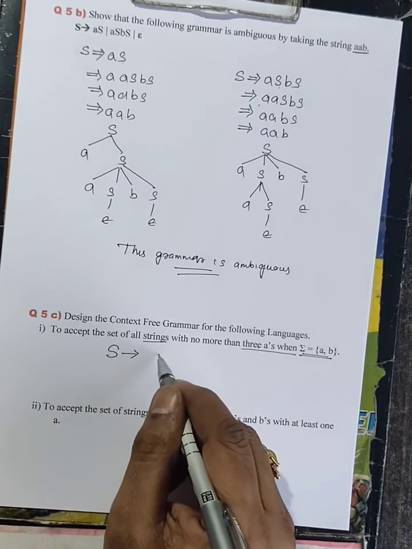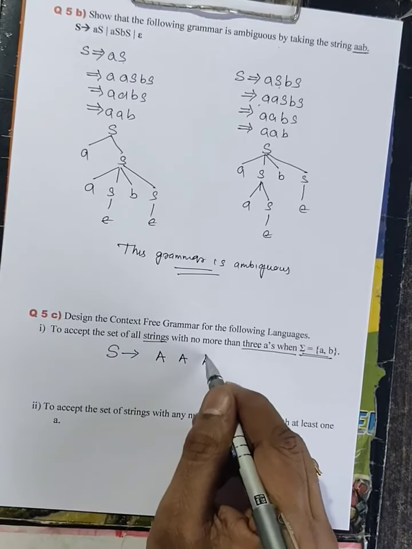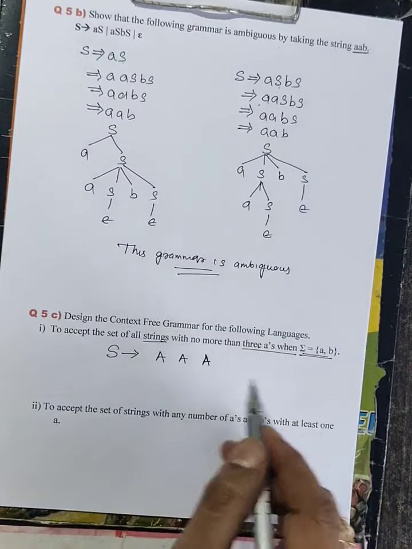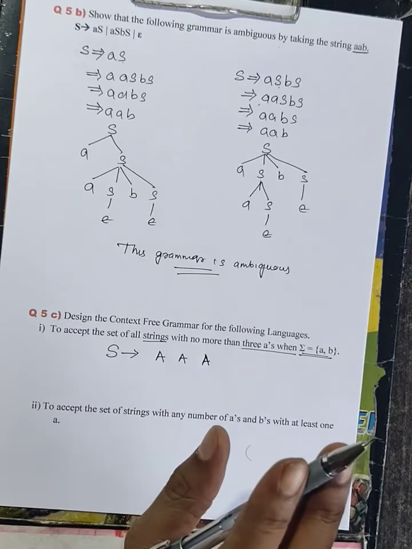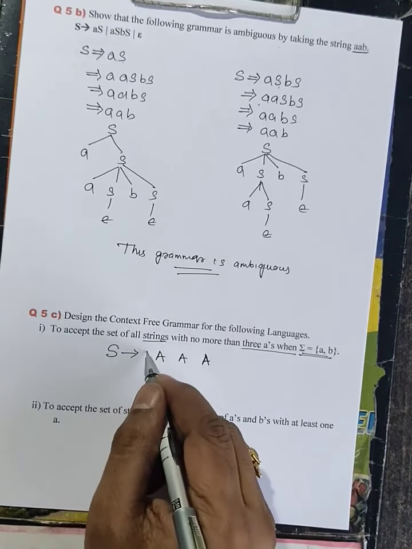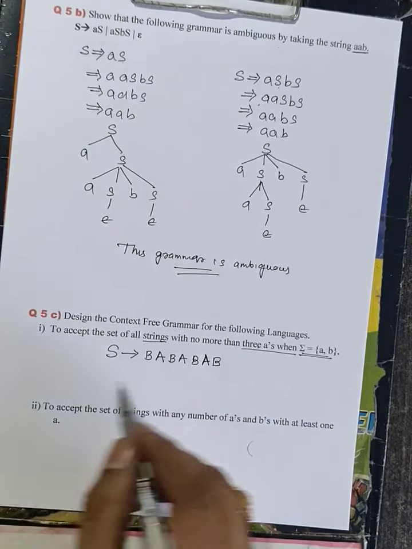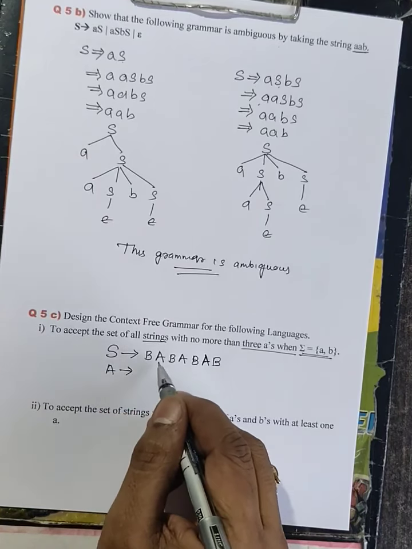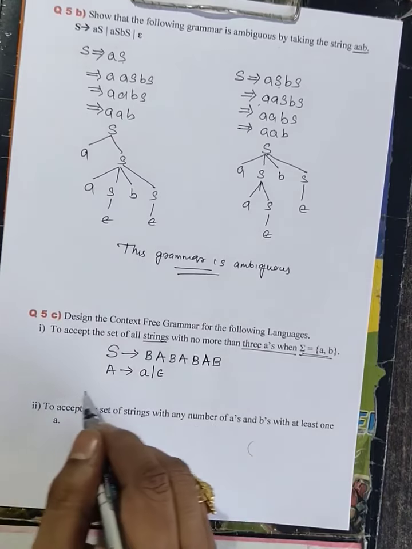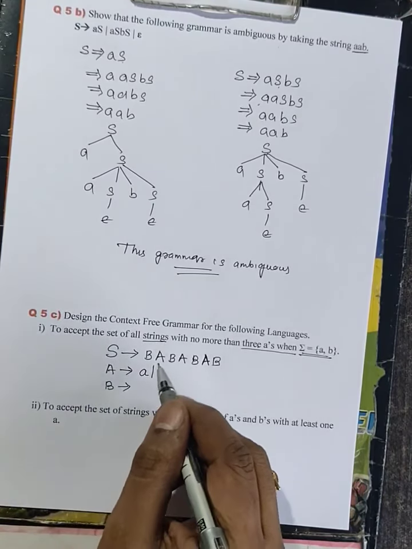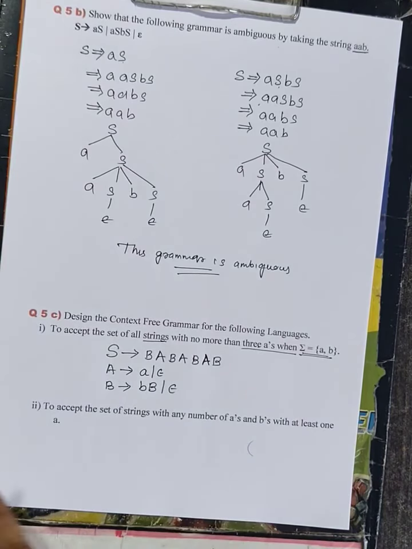How many A's do we need? 1, 2, 3. Maximum 3 A's. Before these, between these, or after these, you can take any number of B's. Within this, what is A? A produces A or epsilon. And what is B? B produces any number of B's: B or epsilon. This is a simple grammar.